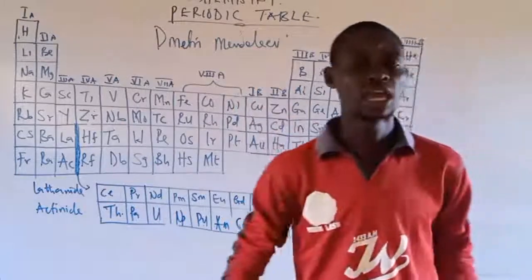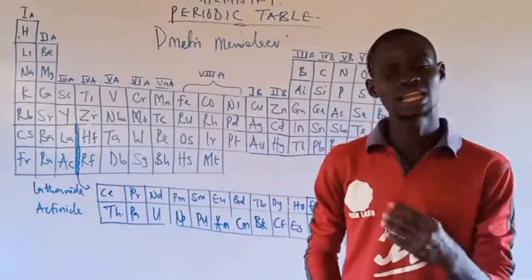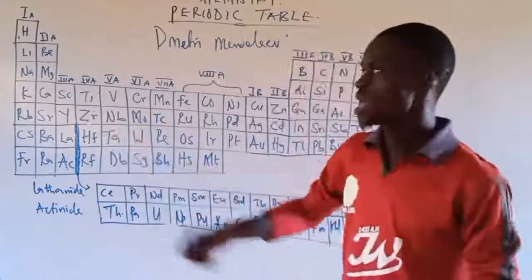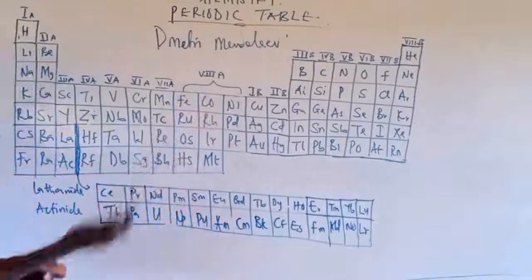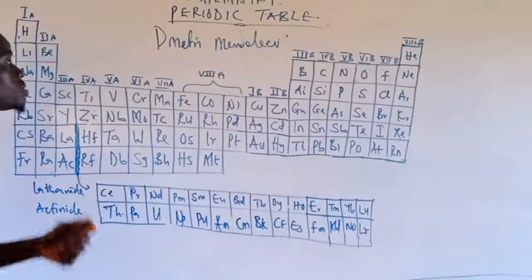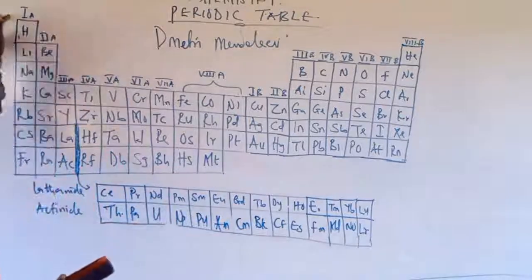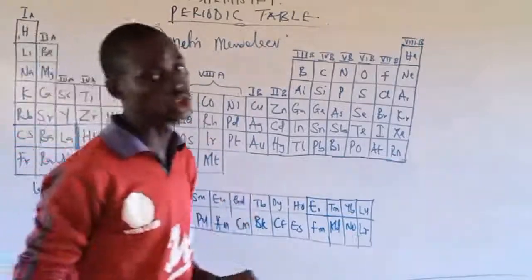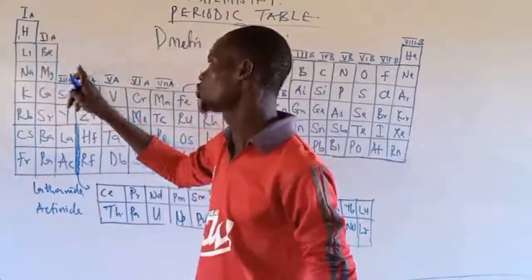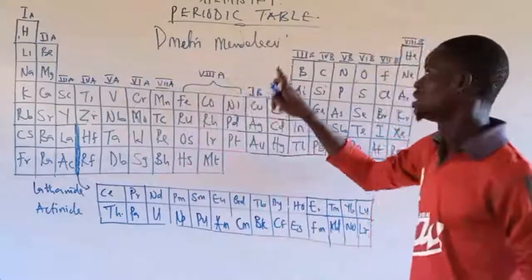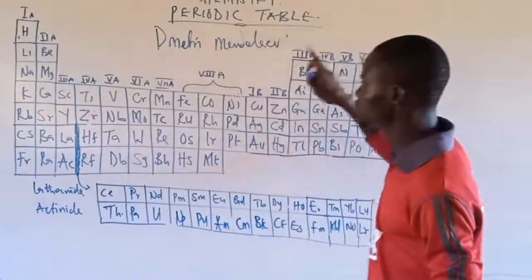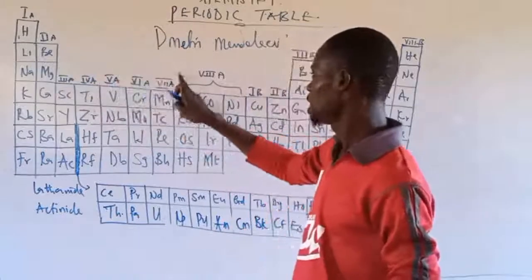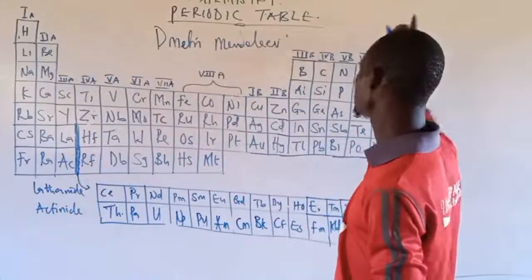Now, what has Dmitri Mendeleev explained to us about the periodic table? He tried to arrange the elements in groups and periods. In the modern periodic table, we have 18 groups, because before, we always used Roman numerals to represent the groups. So we have the first group, second, third, fourth, fifth, sixth, seventh, eighth, ninth, tenth, 11, 12, 13, 14, 15, 16, 17, 18 groups.